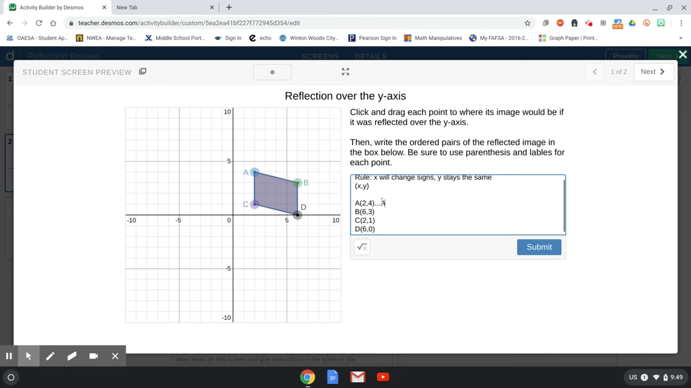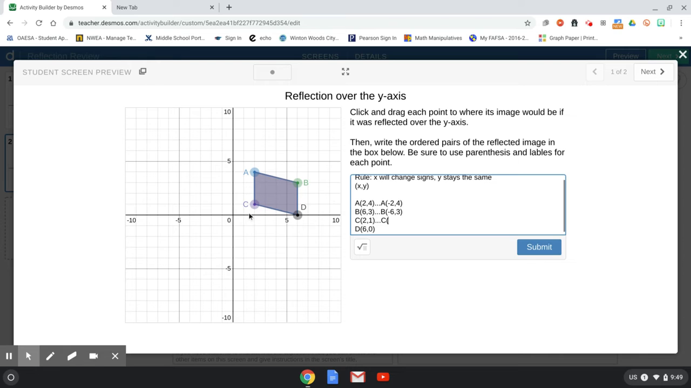the x value changes signs. So for point A, this 2 is positive, it becomes negative. And the y value stays the same, so that 4 stays the same. And we'll come down here. For B, the x value changes signs. It's a positive 6, it becomes a negative 6. The y is a 3, it stays the same.